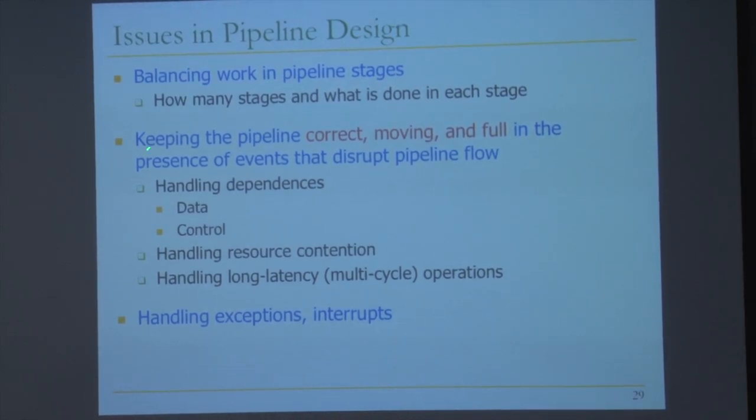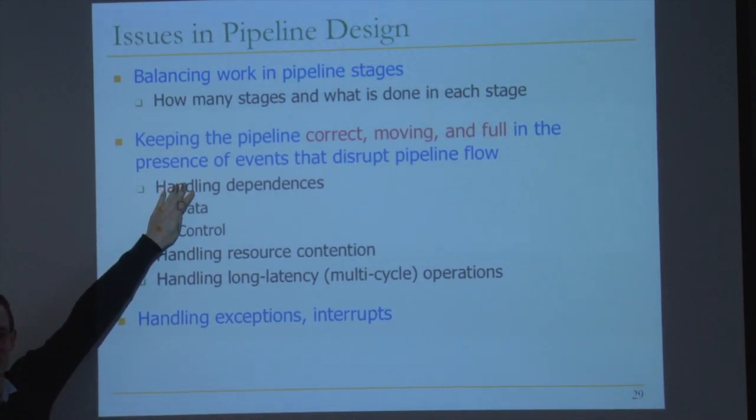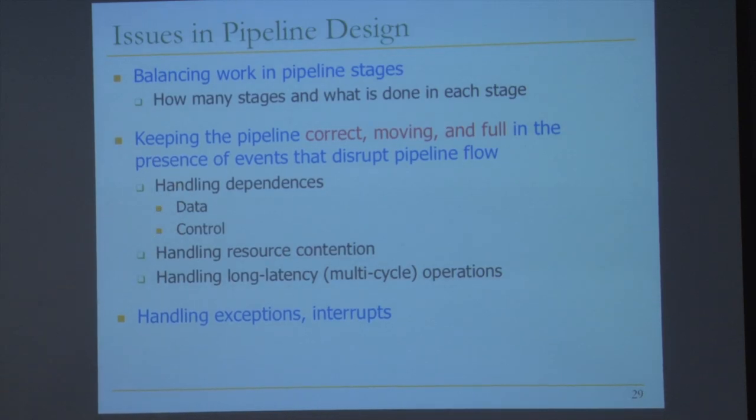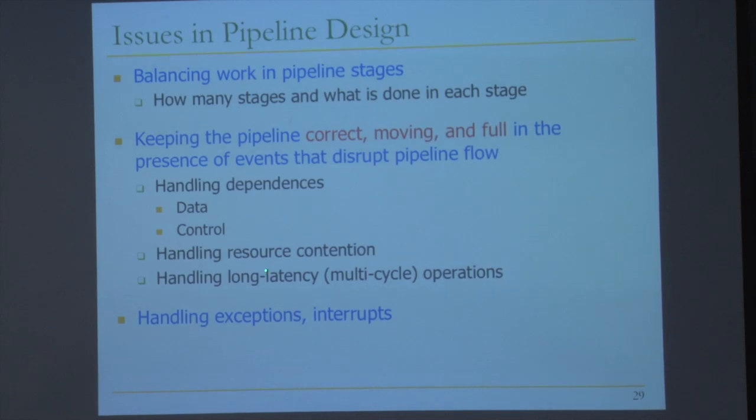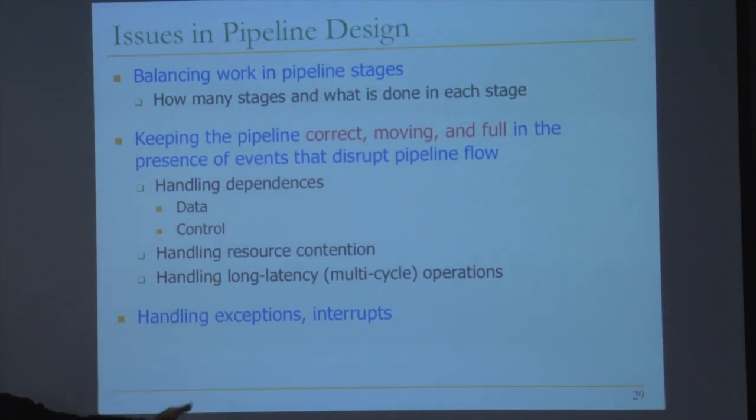The second is, and this is critical, we're going to focus a lot on this, keeping the pipeline correct, moving, and full, these three properties, in the presence of events that disrupt the pipeline flow. And we've already discussed a few events. And there are three key things. One is dependencies, resource contention, and long latency operations. You could argue that long latency operations are very similar to dependencies, and that's true. But long latency operations pose difficulties in pipeline because you cannot balance things really well. So we're going to handle this later on separately.